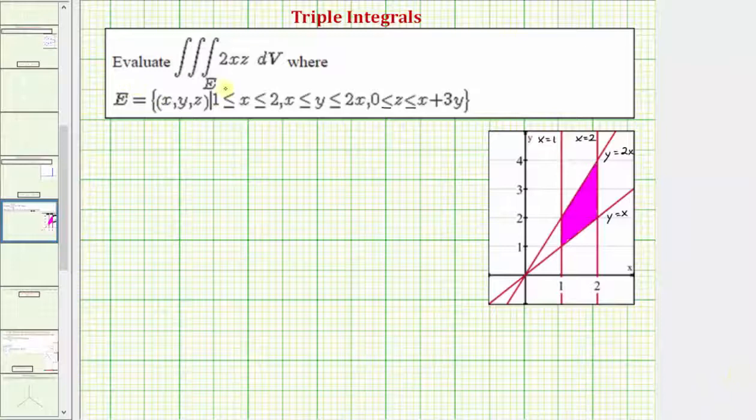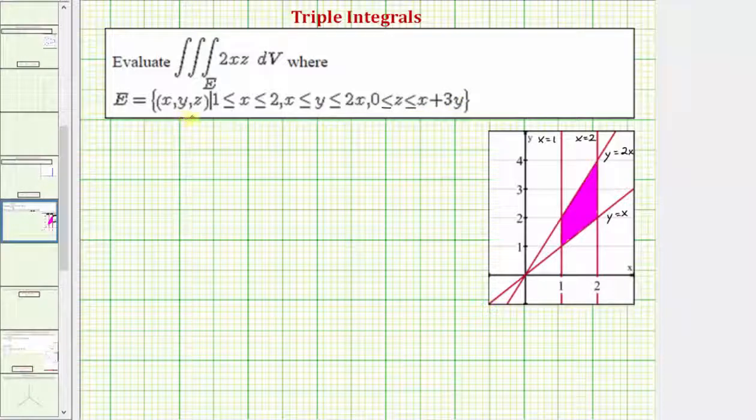We want to evaluate the given triple integral over the region E, where the region E is defined here, where x is greater than or equal to 1 and less than or equal to 2, y is greater than or equal to x and less than or equal to 2x, and z is greater than or equal to 0 and less than or equal to x plus 3y.